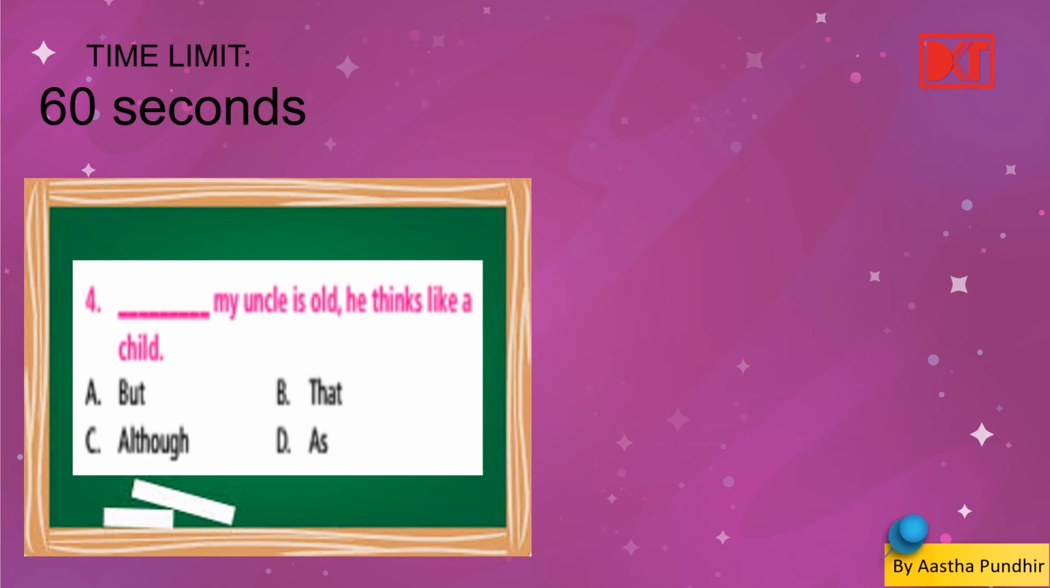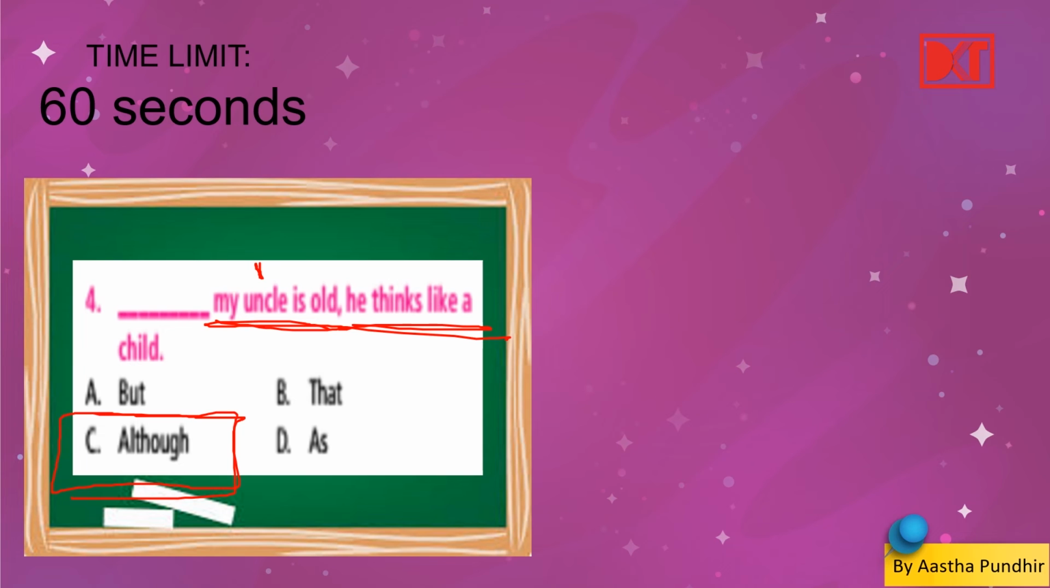Alright, here we have dash my uncle is old, he thinks like a child. But my uncle is old, that my uncle is old, although my uncle is old, or as my uncle is old. Here pretty easy, the correct answer is C. Although my uncle is old. Why although? Because you're talking about a certain concession here, that despite the fact that my uncle is old, although he is old. First thing is here, but despite this, notwithstanding this, the second thing is also happening.